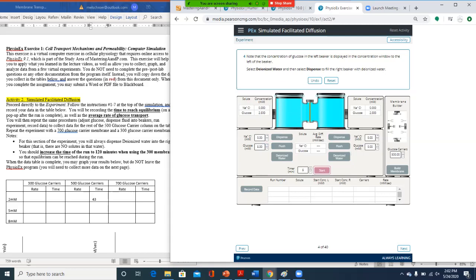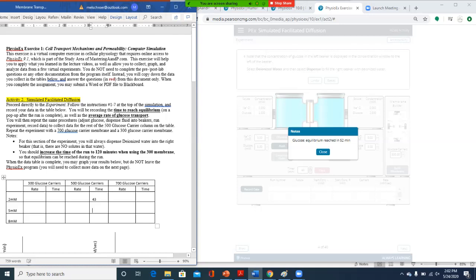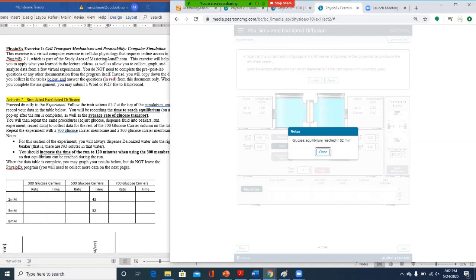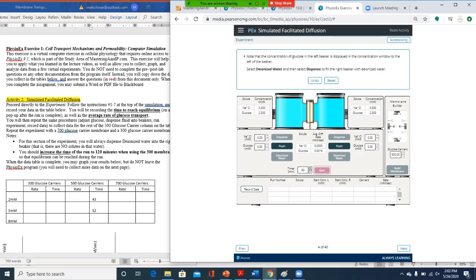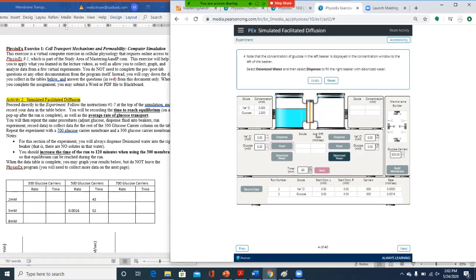And of course, in my haste, I forgot to mention one step. Okay, so glucose equilibrium is reached in 52 minutes. So here we reached equilibrium in 52 minutes. And what I forgot to mention, I apologize, is that you should record the data in between. And so the glucose rate of diffusion is 0.0016 millimoles per second. And so again, you're going to just keep on filling in this chart here.